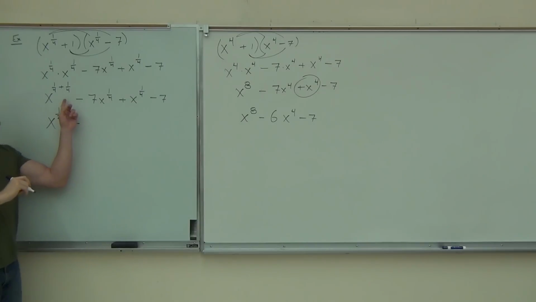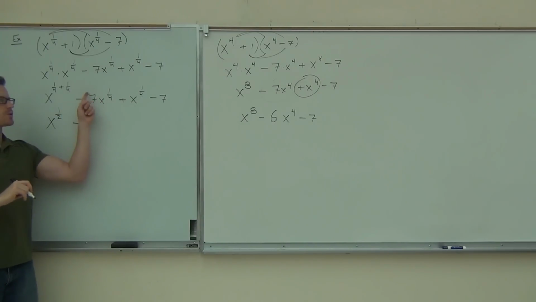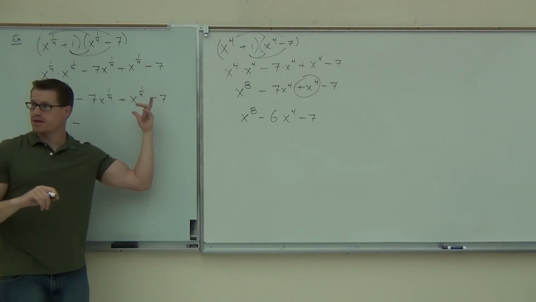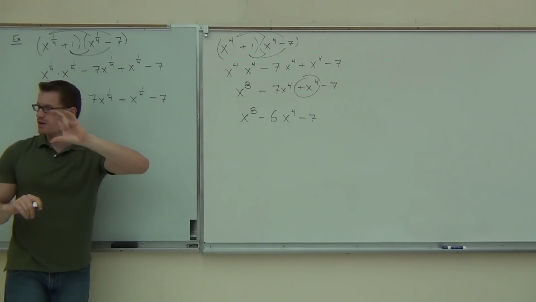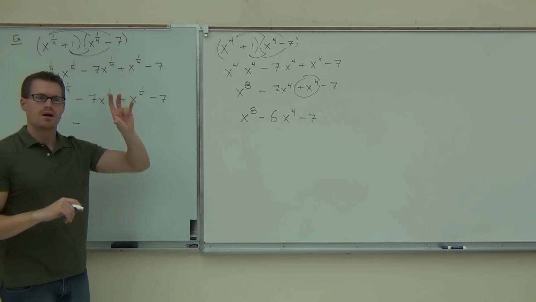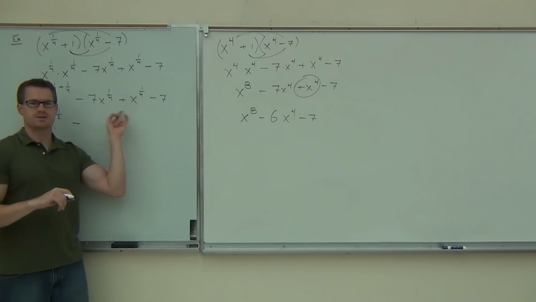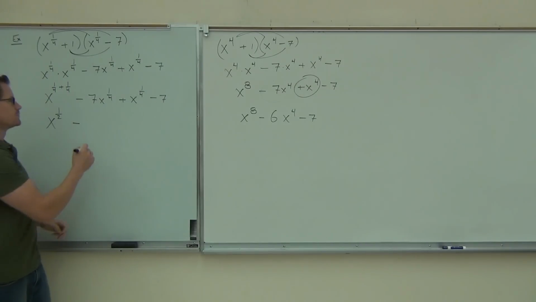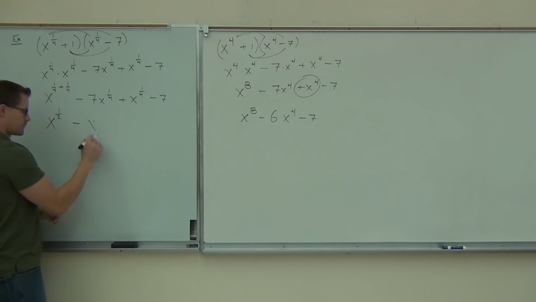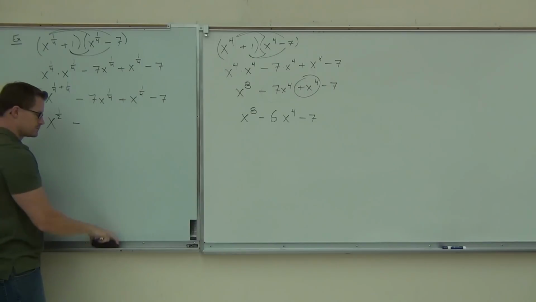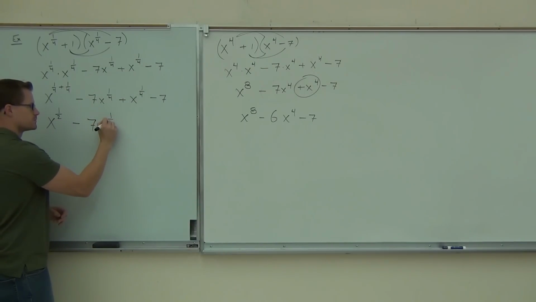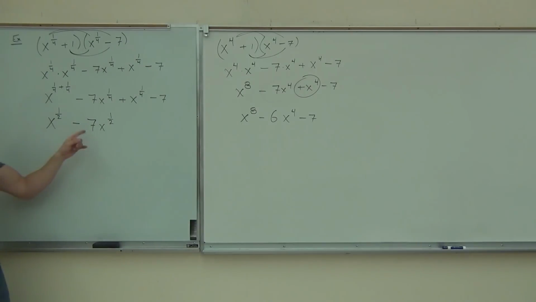Minus, how much is 7x to the 1/4 plus x to the 1/4? Now I know I can combine them because I have those like terms. They have the same exact variable, raised to the same exact power. How much am I going to get here? Minus 6, and then x to the what? 1/2. Okay. But you're adding them. Well, let's see if that works. Does that work?